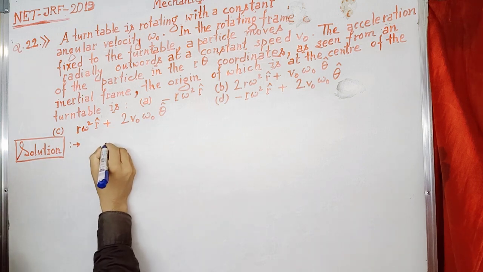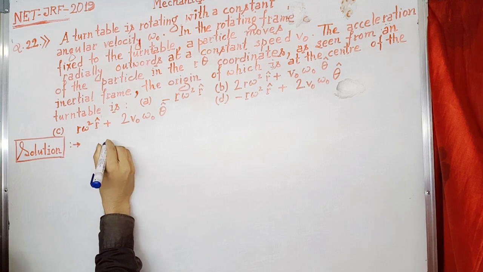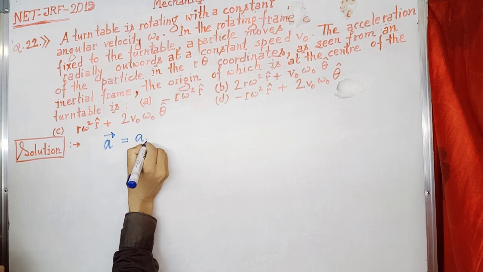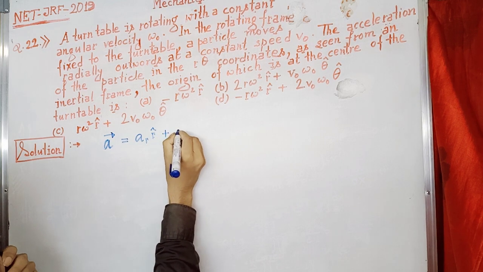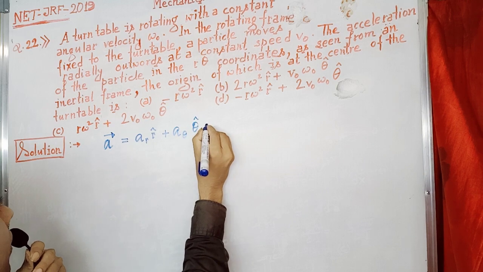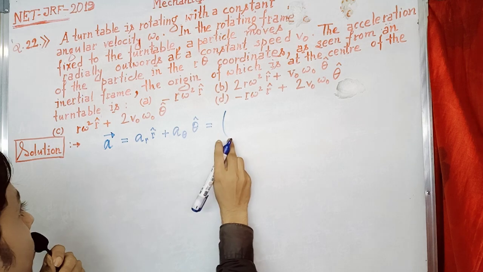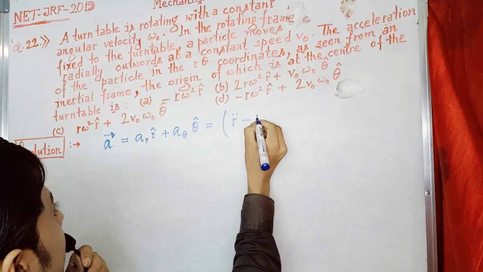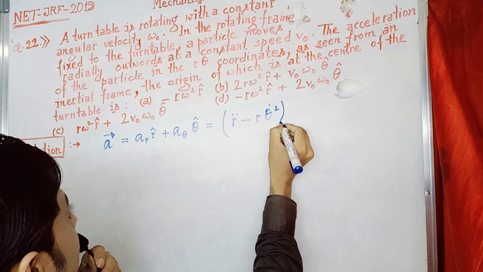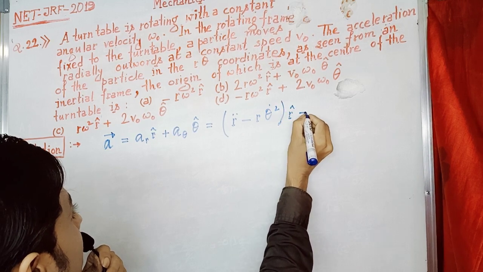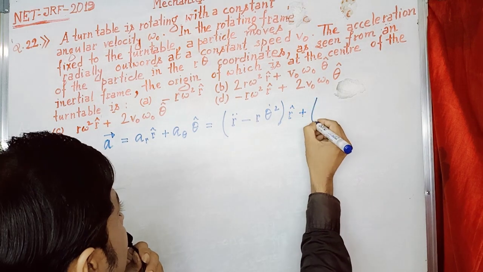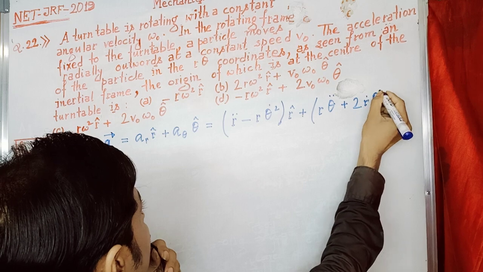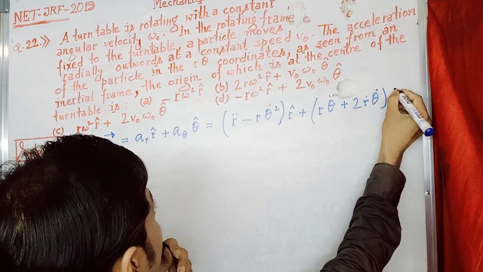For solving this question, as you know, the acceleration in polar coordinates can be expressed in the form A equal to ar r cap plus a theta theta cap, which is equal to, now ar is equal to r double dot minus r theta dot square, and its direction is r cap, plus a theta is equal to r theta double dot plus 2 r dot theta dot, and its direction is theta cap.